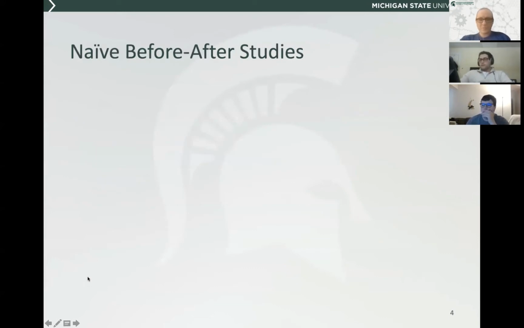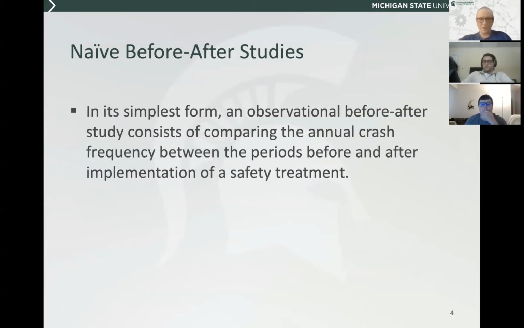So the simplest of these methods is just the simple naive before and after study. And so if we think about trying to evaluate how effective a countermeasure is, and we think about ways that are relatively straightforward and easy to do that, the naive before and after is the simplest type of evaluation here.